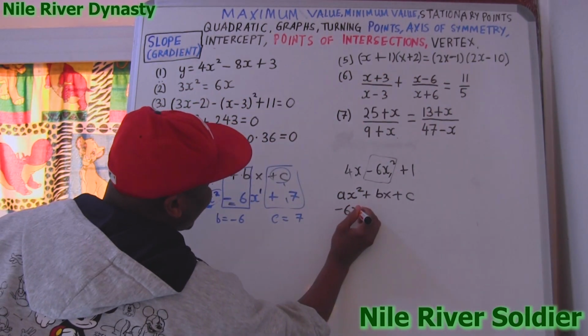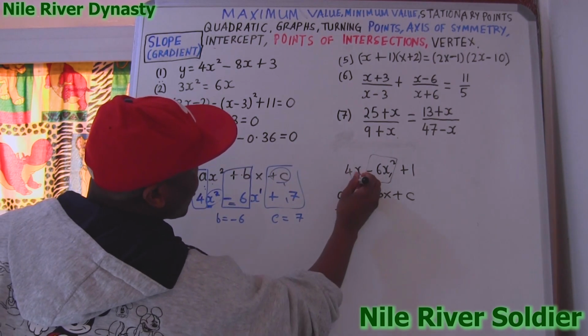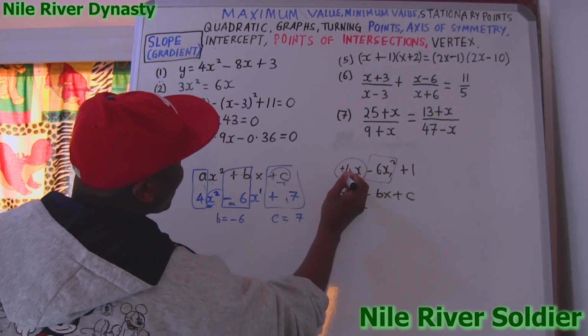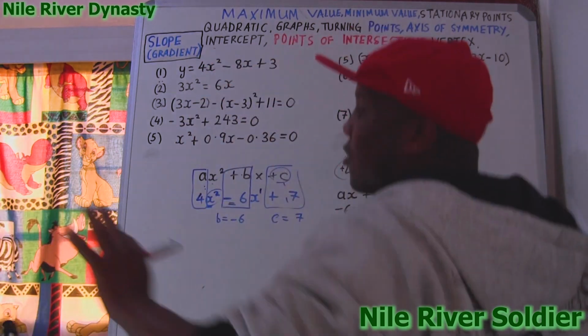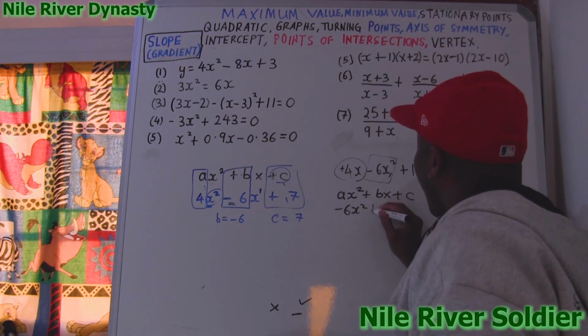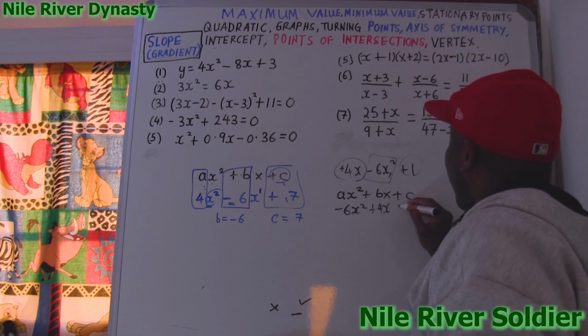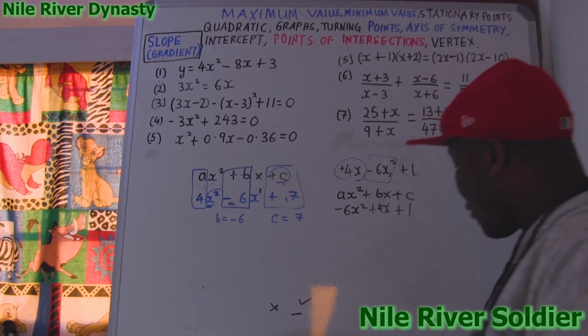It's going to be -6x squared, and then this is going to follow. If there's no sign, the sign is positive. Sign on the left, sign on the left. So this is going to be plus 4x, and then this is the last one. See, this is the standard form of a quadratic.